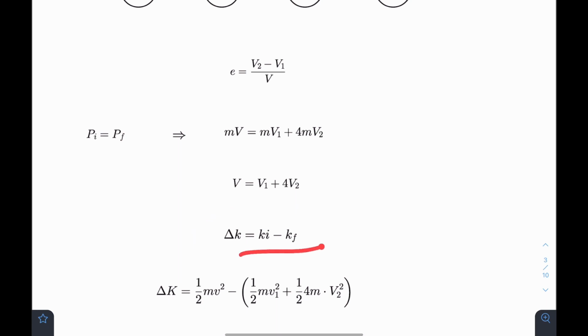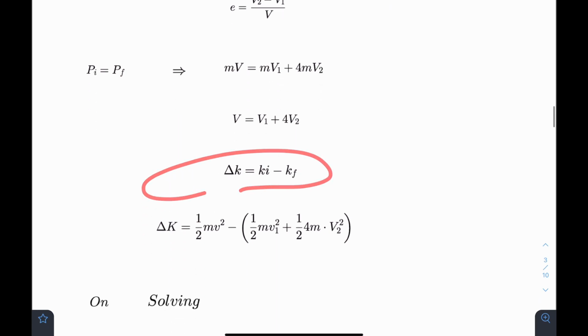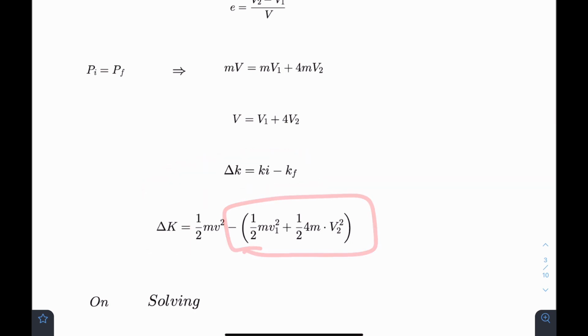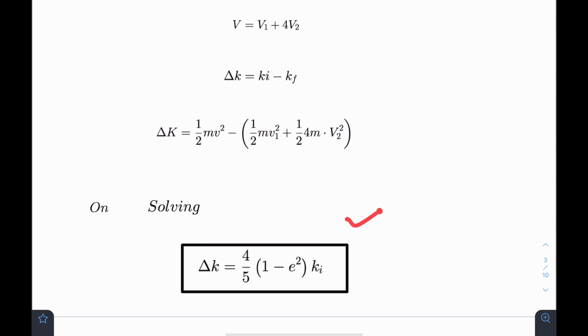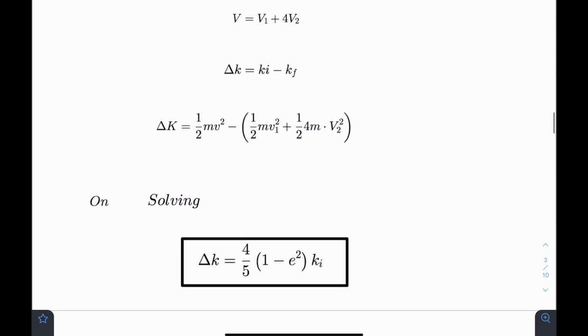So anyways, when we substitute the value here, initial kinetic energy is half mv square, and final kinetic energy of the system is half mv1 square plus half 4m into v2 square. When we simplify, we obtain this relation, which is delta K is equal to 4 by 5 times 1 minus e square times initial kinetic energy.